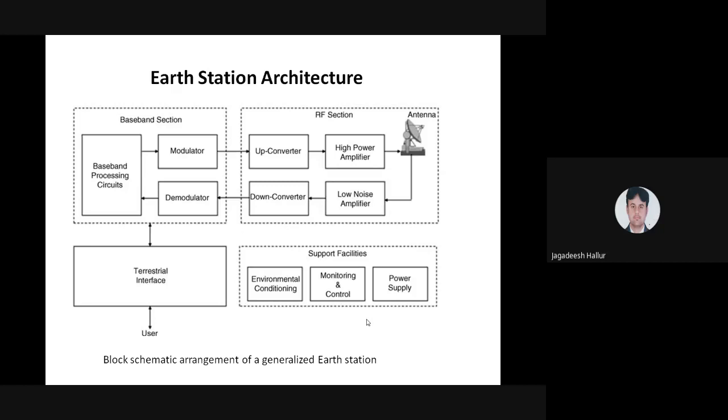The modulator modulates the signal and strengthens it. The up converter strengthens the signal and changes the frequency band of the signal, and that is given to the high power amplifier. Again, to strengthen the signal at the transmitter end, we require the high power amplifier. The function of an amplifier is to amplify the signal, and that amplified signal is given to the antenna.